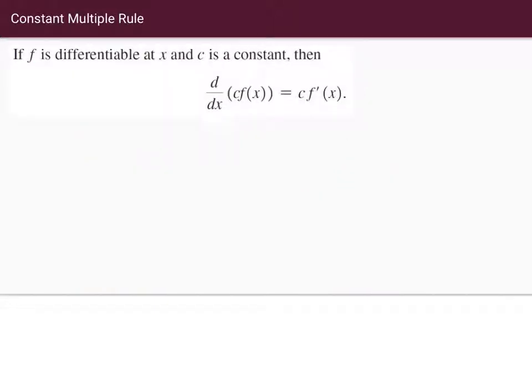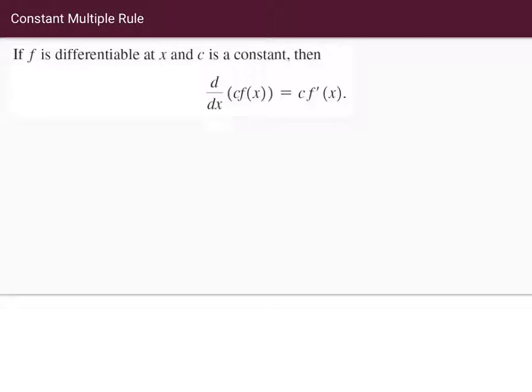Now let's suppose instead of just having a function, we have a constant multiple of a function. So if f is differentiable at x and c is a constant, then the derivative with respect to x of c times f of x is c times the derivative of f. So this is very good when we need to deal with a constant multiple of something.